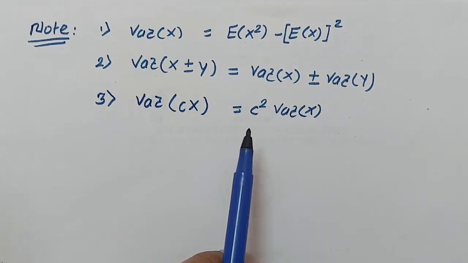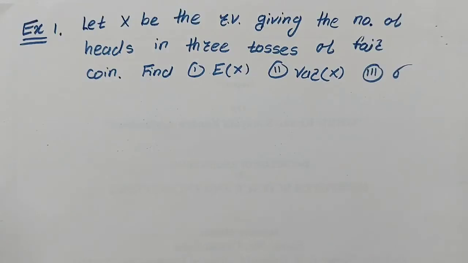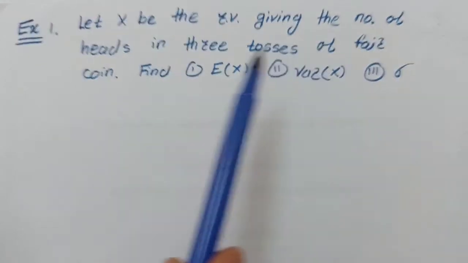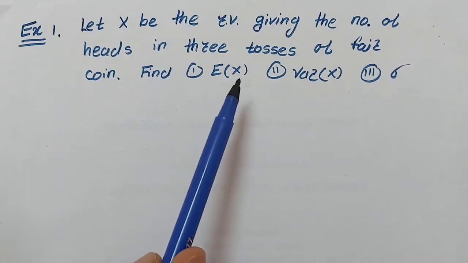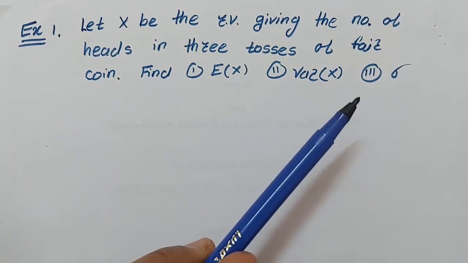Now next we discuss some important examples based on this. Here the example is: let x be a random variable giving the number of heads in 3 tosses of a fair coin, and we want to find expectation of x, variance of x, and sigma, that is the standard deviation.